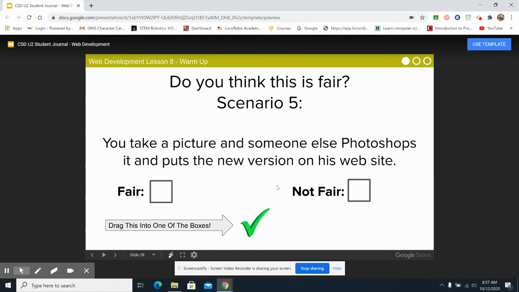And do you think this is fair? You take a picture and someone else photoshops it and puts a new version on his website. Would you say that's fair or not fair? Now, based on however you responded, what rules would you make for people who want to use your creative work? That's the overall question. What kind of rules protect everyone's rights when we use each other's content? That is what we're going to be talking about today.